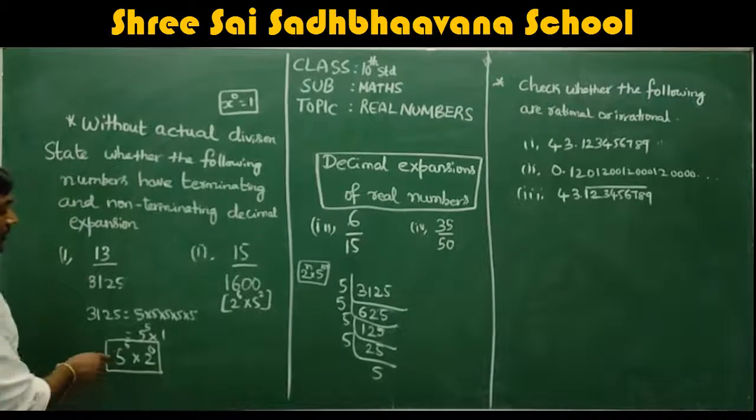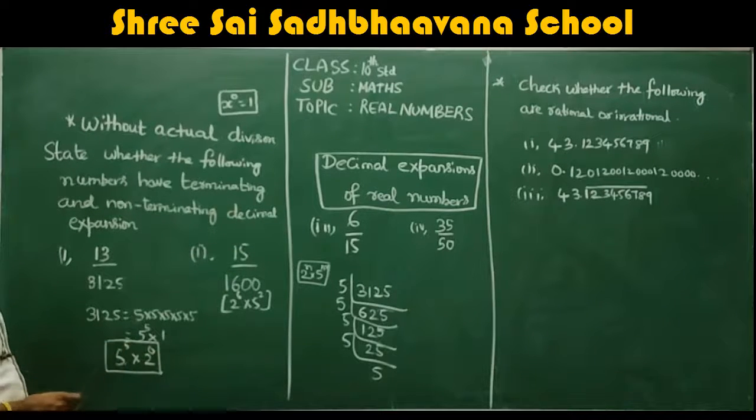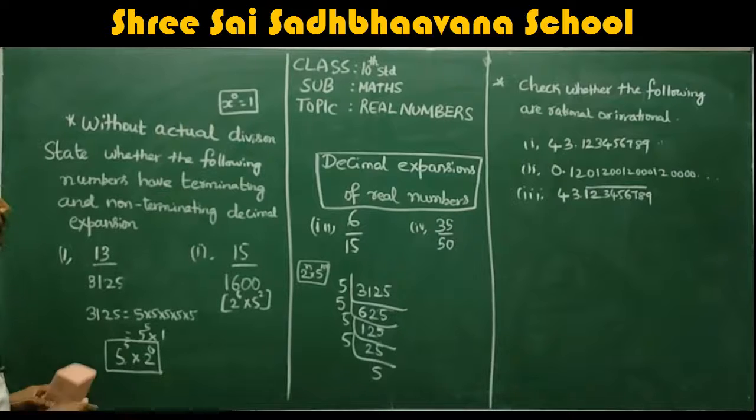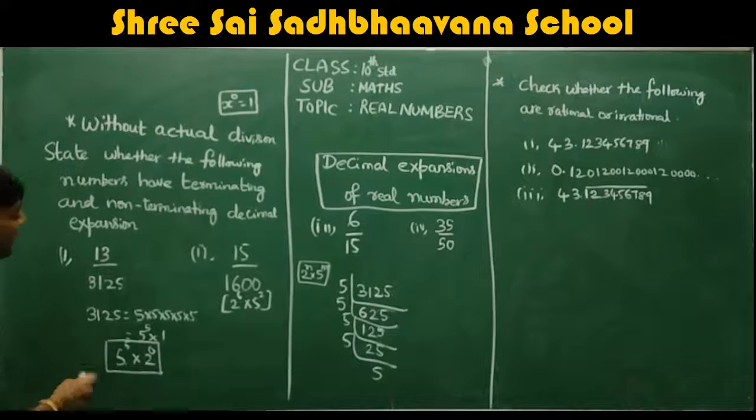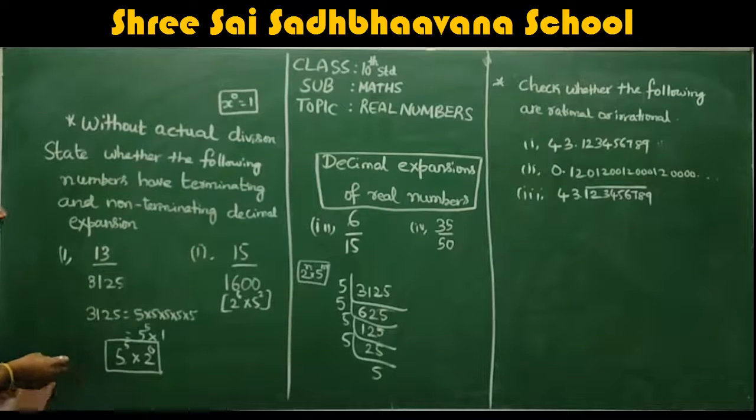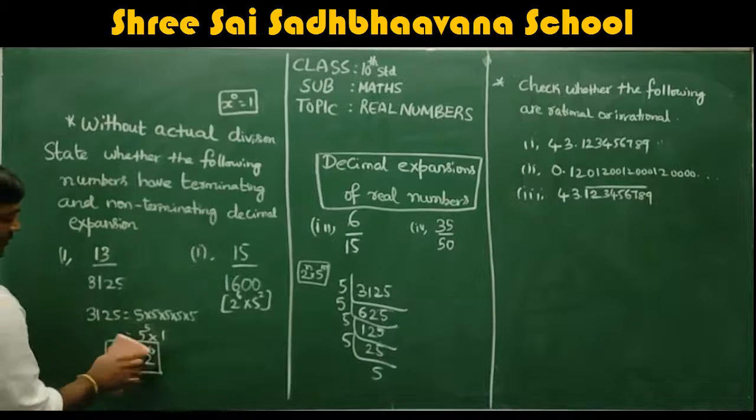And here you observe it is in terms of 2 and 5. Correct? It is in terms of 2 power n into 5 power m. So if the denominator can be expressed in the form of 2 power n into 5 power m, then what kind of decimal is it? I can write here as, I'll just write here.